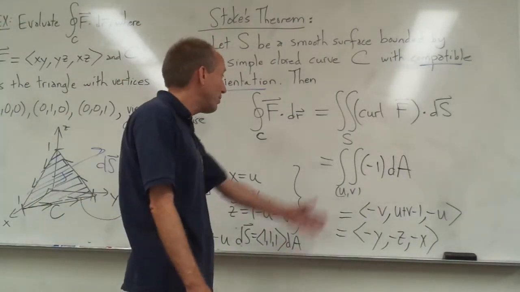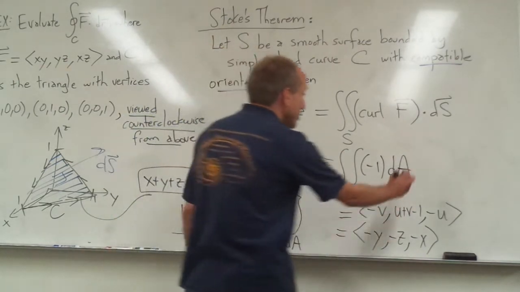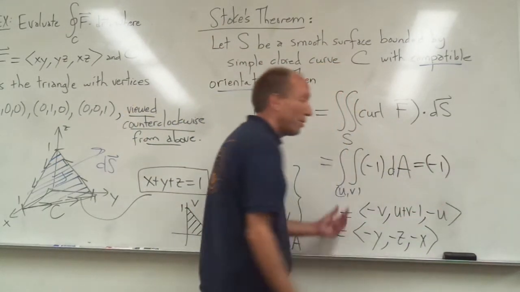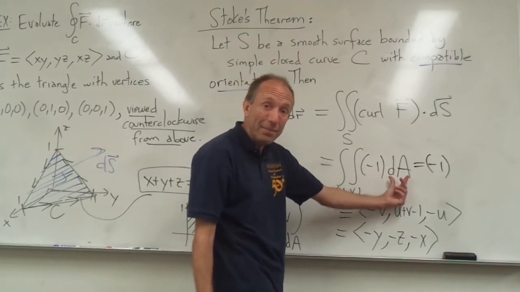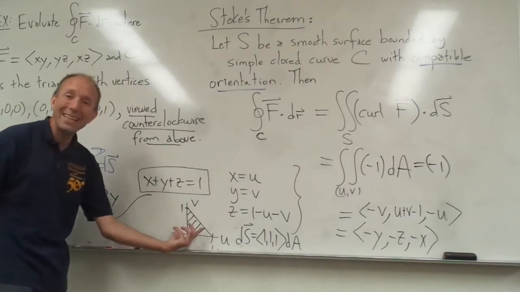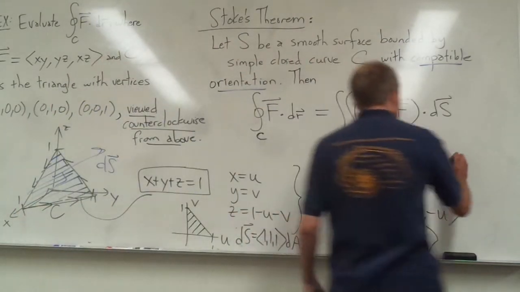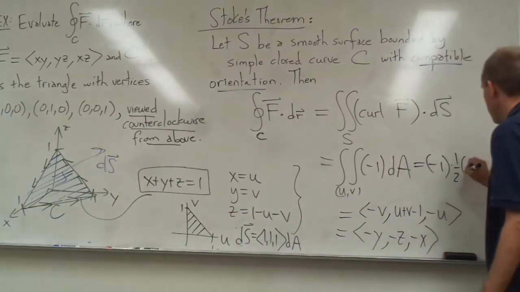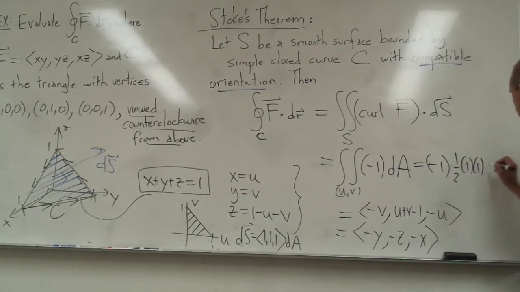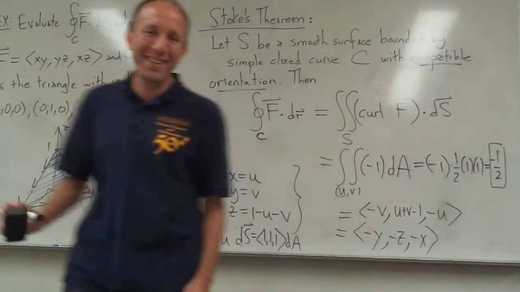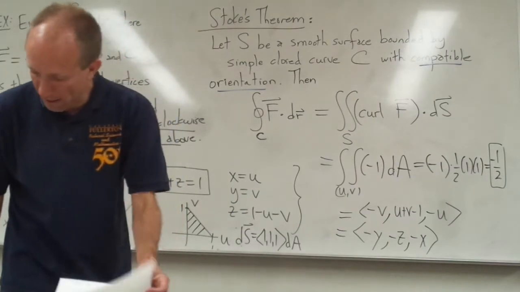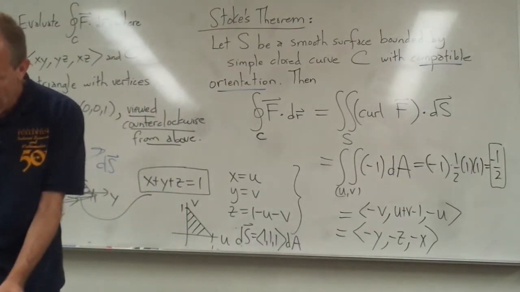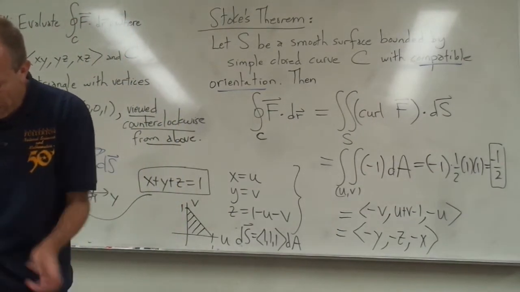So actually, we don't have to do the double integral at all. Because remember, you can take the minus 1 out. Now you're just double integrating dA. That's simply the area of this triangle, and that's going to be 1/2 of the base times the height. So my final answer is going to be negative 1/2. That is the final answer to the problem. Well, that's pretty slick.